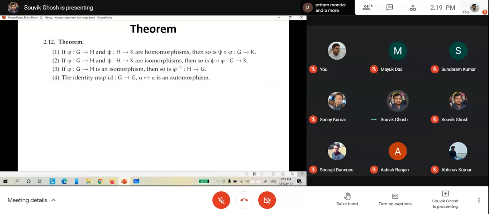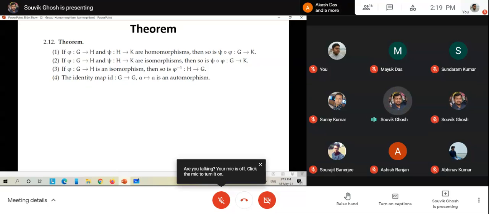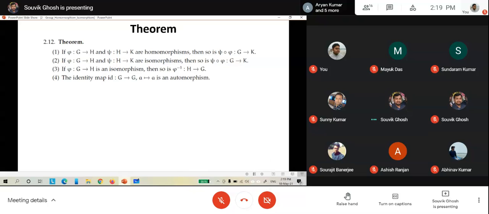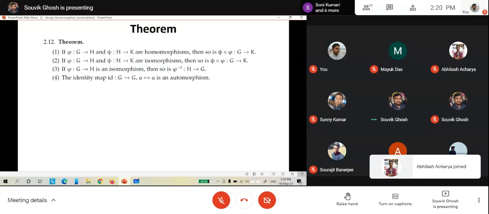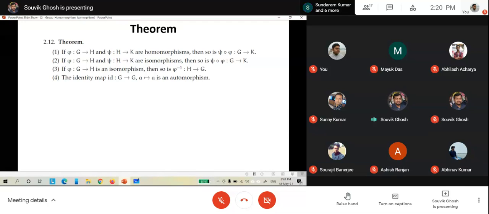The next is one theorem. We have one homomorphism phi defined from G to H, and we have another homomorphism psi defined from H to K. Since they are homomorphisms, you have to prove that the composition function psi composition phi, which is defined from G to K, is a homomorphism also. So let us prove this one.